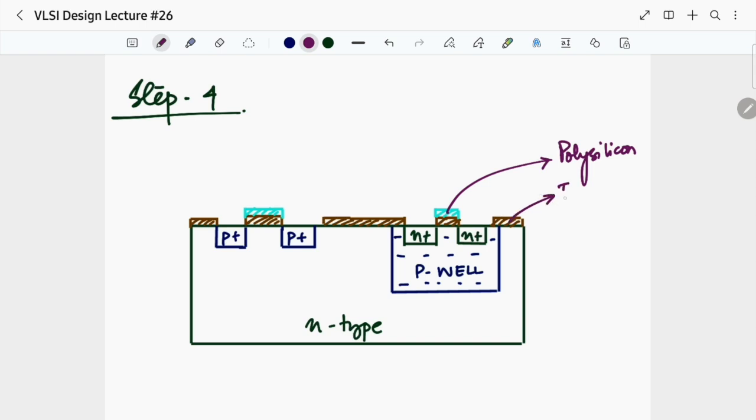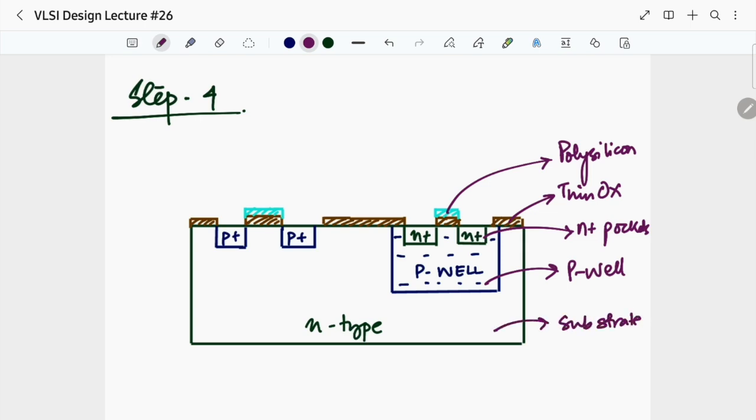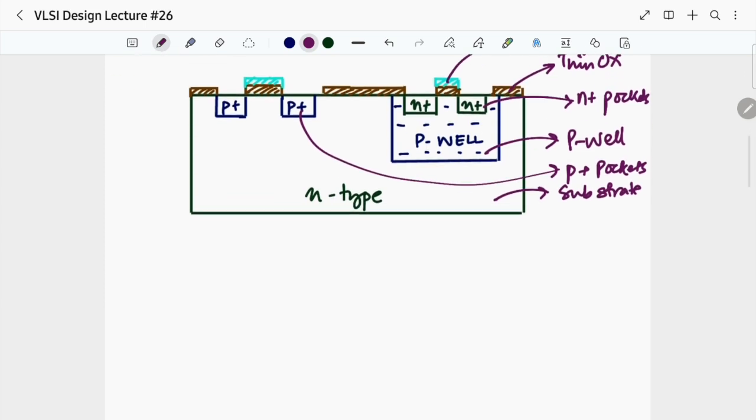We have the Thinox. We have the P-Well. Let me name the N plus pockets over here. N plus pockets. We have the P-Well. We have the substrate. And we have the P plus pockets as well. Okay, now what have we done here?